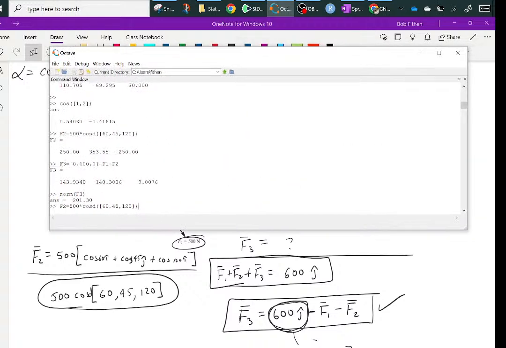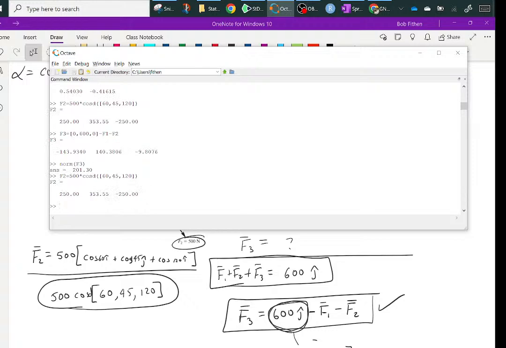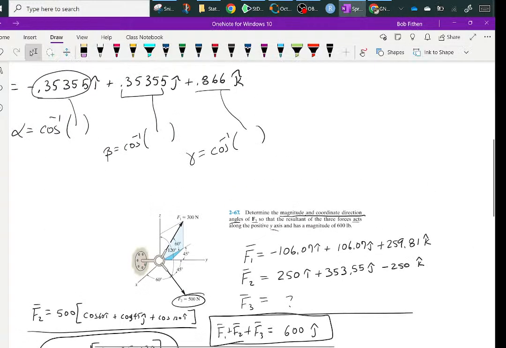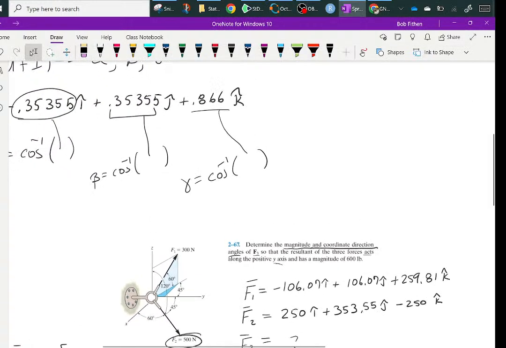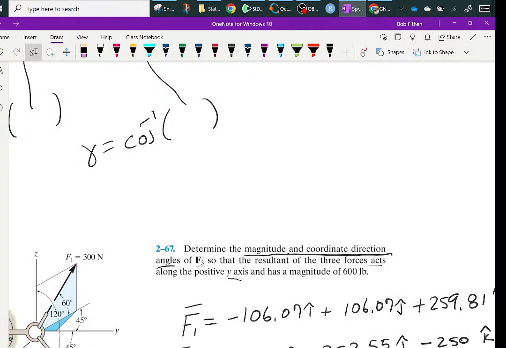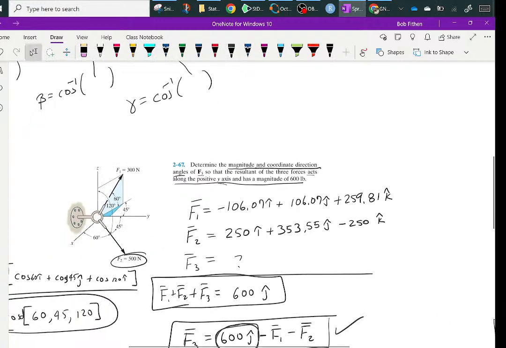I can enter it again. It doesn't matter because I could have copied it wrong on the page. That's not going to matter because I didn't use what was on the page. I used what's on that one. The next question is, determine the magnitude and coordinate direction angles of F3 so that the resultant of the three forces acts along positive y and has a magnitude of 600. The positive y, I think we're good there.